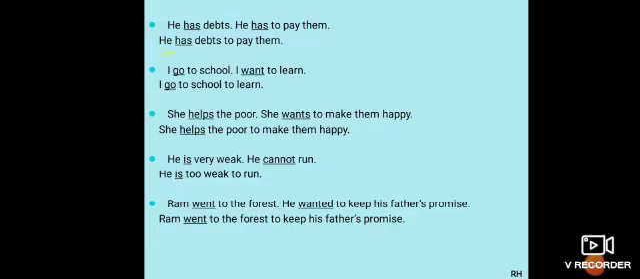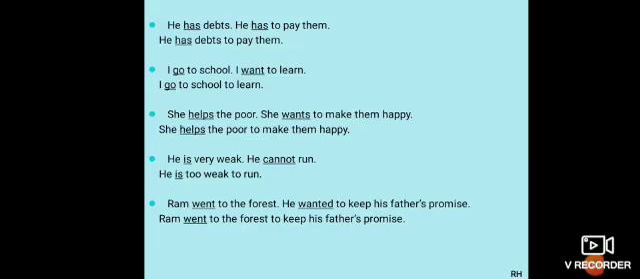Now we are keeping this as it is because we have to use "to". So it is he has debts. Now again he has is repeated, so I'll cut he has. So it is: He has debts to pay them. So I have used "to" and pay. The verb pay is in its root form.